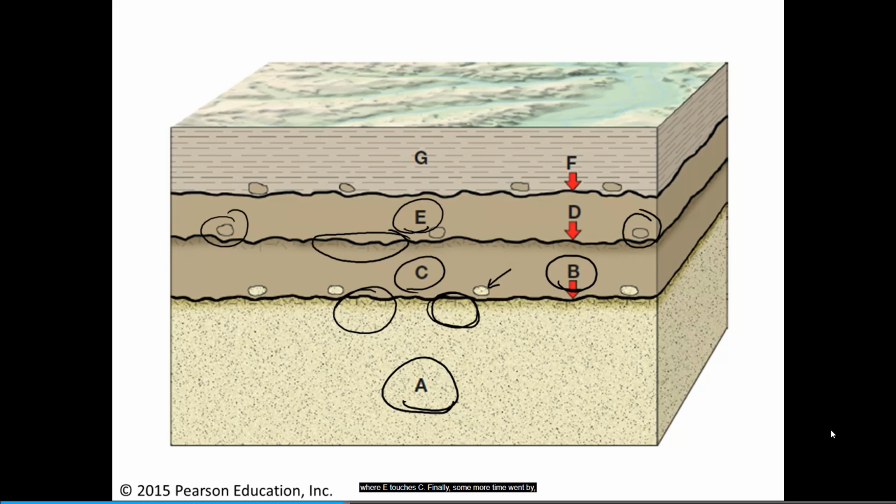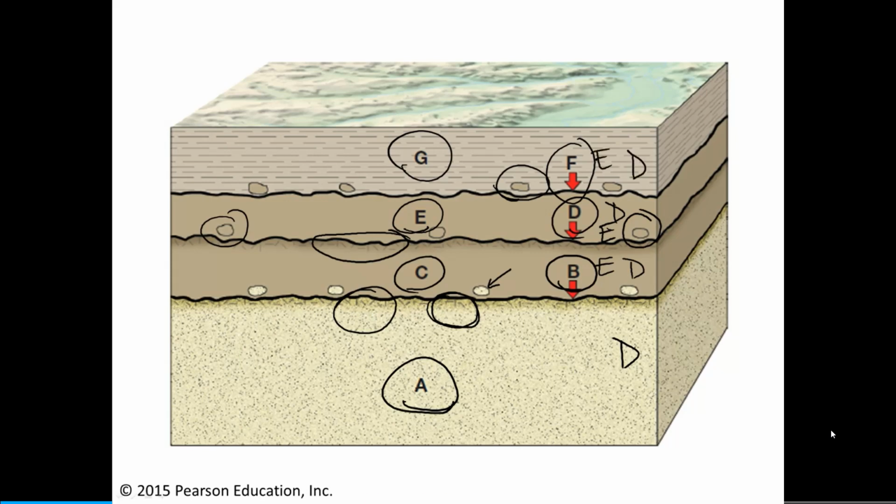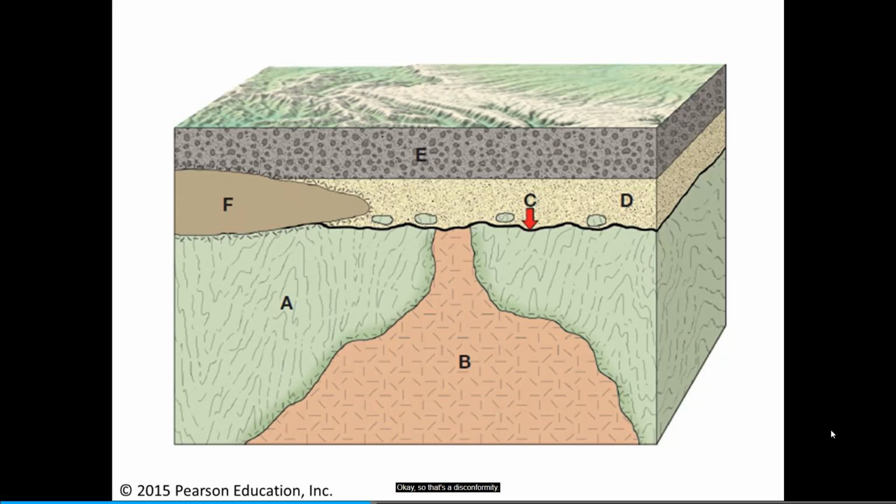Finally, some more time went by. There was some more erosion producing unconformity F, another disconformity, and pieces of rock unit E were included in the overlying rock, which is called G. So basically here you've got a period of deposition followed by a period of erosion. Another period of deposition, in this case a volcanic unit, more erosion, producing unconformity D, more deposition, more erosion, producing unconformity F, and then more deposition. So we've got a real switch going back and forth here between putting new rock material down at this location and taking it away. Okay, so that's a disconformity.